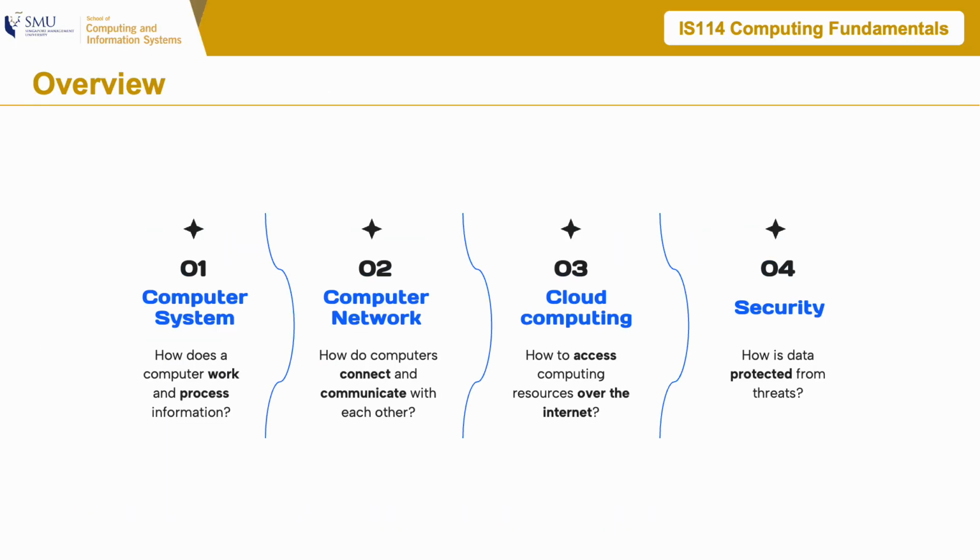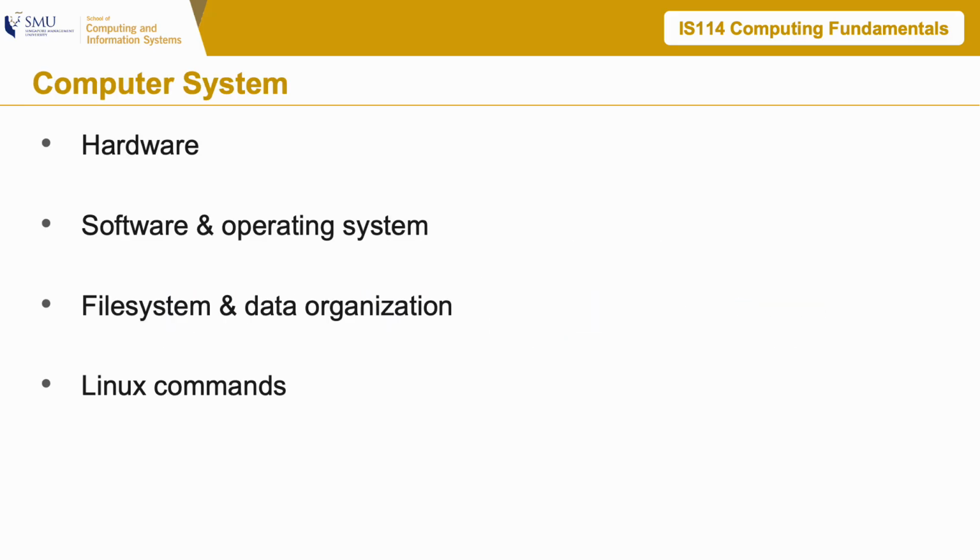In this module, we've learned these four areas: computer system, computer network, cloud computing, and security. Let's review them one by one. Let's dive into the first big area, computer system. We looked at four key topics here.